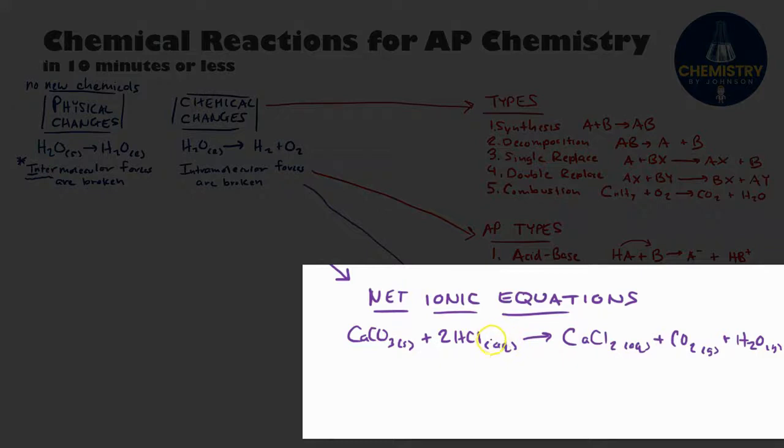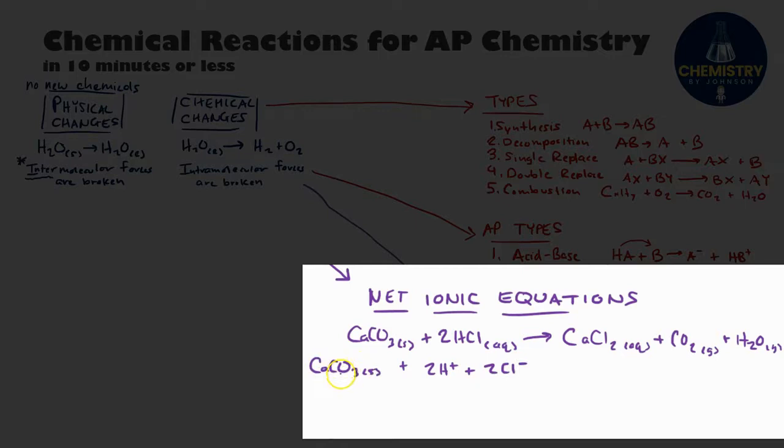Notice the phases these different substances exist in: solid, aqueous, aqueous, gas, and gas. To turn this into a net ionic equation, we need to take any substance that is aqueous, and if that substance in its aqueous form exists as separated cations and anions, we're going to write it that way in the chemical equation. So HCl is aqueous, and as a strong acid, it will dissociate into 2 H+ and 2 Cl-. Notice calcium carbonate would not get separated into ions.